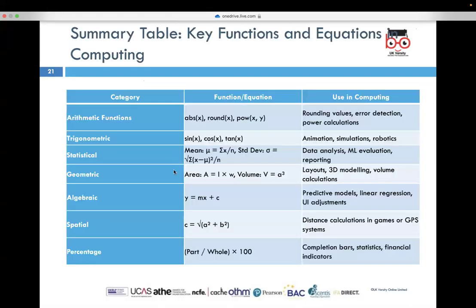Now, just to go back here, I've not spoken about this sign, but just to make it clear to you guys, this just means the sum of. So in this example, it would mean the sum of x divided by n. And here would be the sum of (x minus mu) squared divided by n. So just don't get confused by that. Don't worry about it. It just means the sum of.